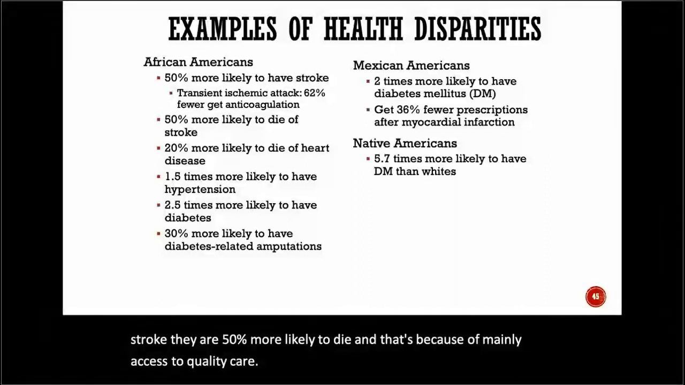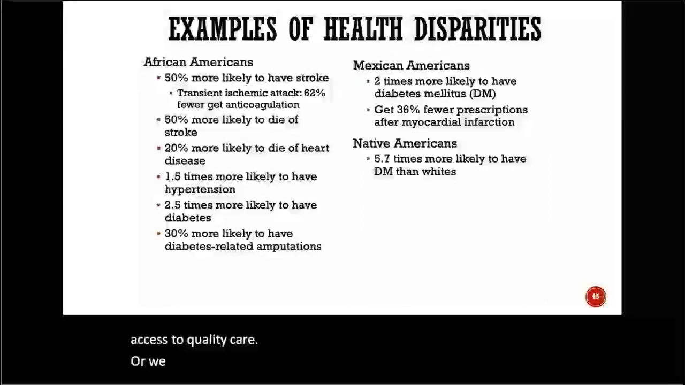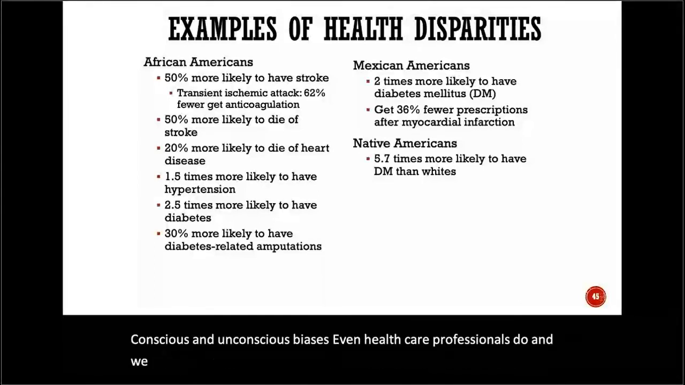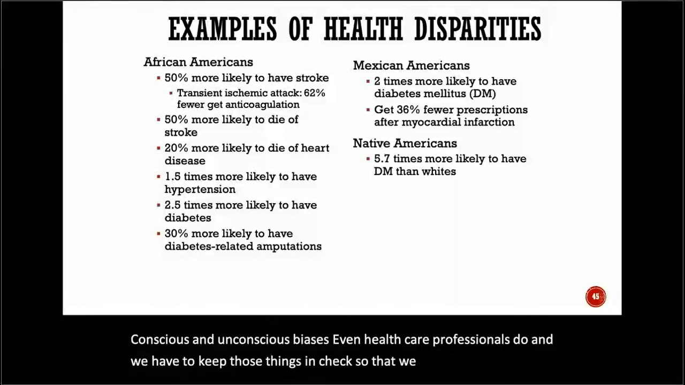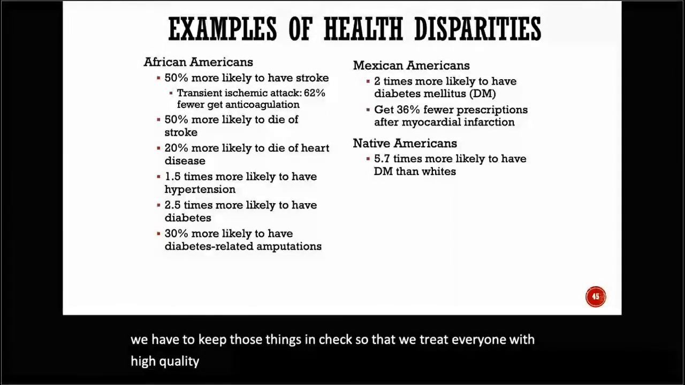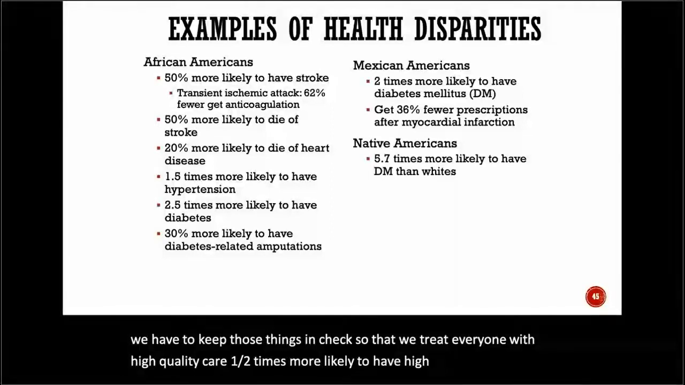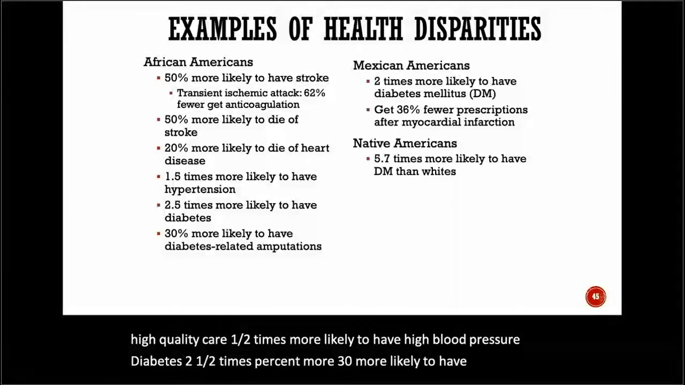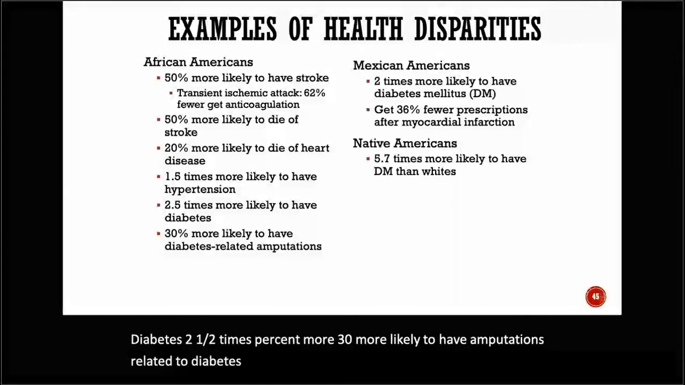Or we have conscious and unconscious biases, even healthcare professionals do, and we have to keep those things in check so that we treat everyone with high quality care. 1.5 times more likely to have high blood pressure, diabetes, 2.5% more, 30% more likely to have amputations related to diabetes than the white population.